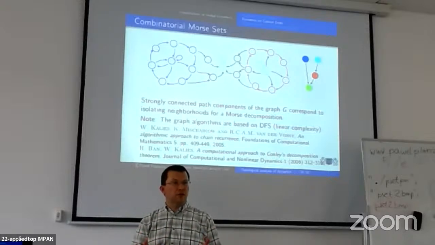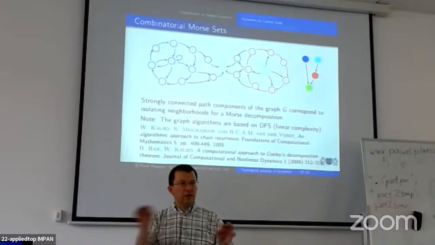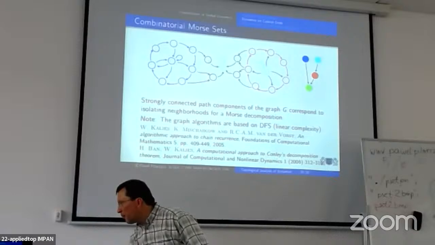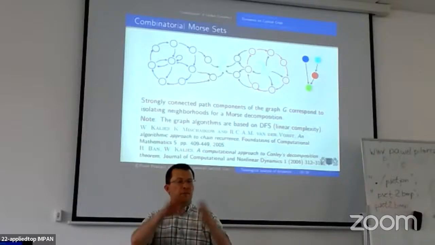So we don't get the connections here. Now we get these components, which are the Morse sets. But if we want to get the connections, then we just look at the graph and we take all the possible paths between these Morse sets. And then we get an outer bound for all the possible trajectories between the Morse sets.